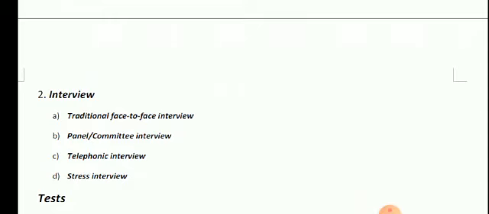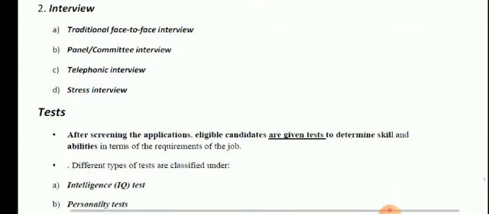As usual, interviews can be of different types, and the listed interview types are traditional face-to-face interview, panel or committee interview, a number of persons on one side of the bench and the candidate on the other side of the bench. Then telephonic interview, a common case of interview, and then stress interview, a very advanced one. First of all, we will deal with the test.